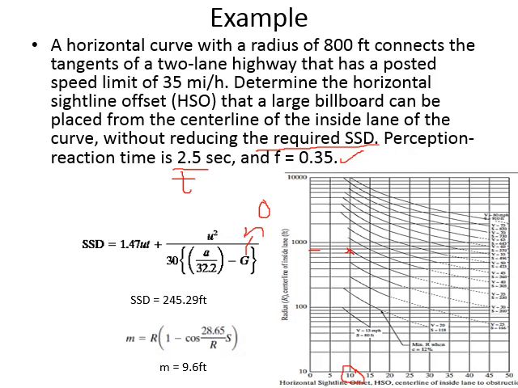Then you put this value in the equation for m. So you have radius 800 feet, s is 245.29 feet, and if you calculate m, it comes out to be 9.6 feet, which is almost what we got from the graph. We got 10 feet, and here it is 9.6 feet, so it's almost the same.